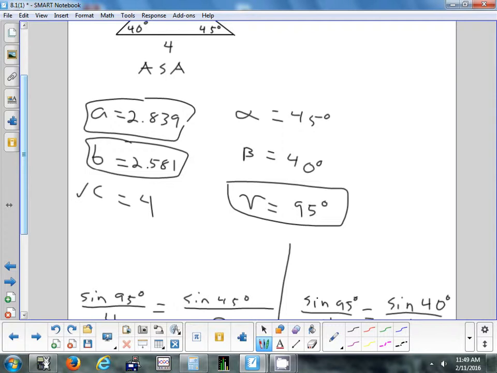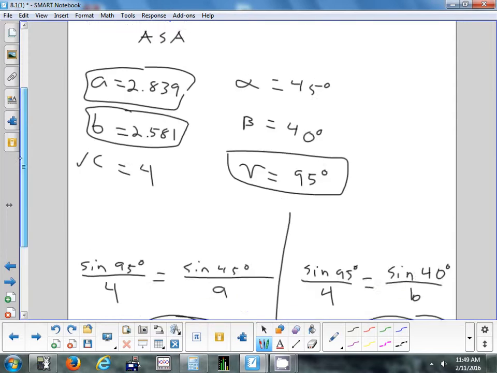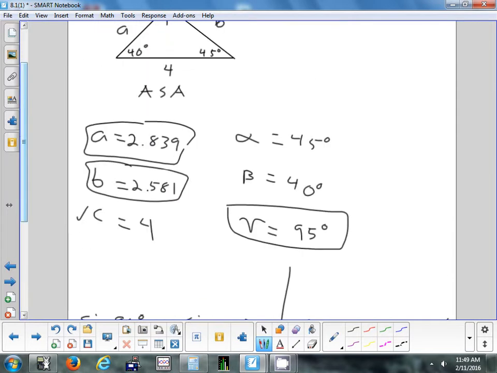Biggest angle with the biggest side, smallest angle with the smaller side. Okay, 40 and 45 are pretty close, so these sides should be very close, and they are. It's almost a right isosceles triangle. Almost, but not quite. Okay, any question on that type?